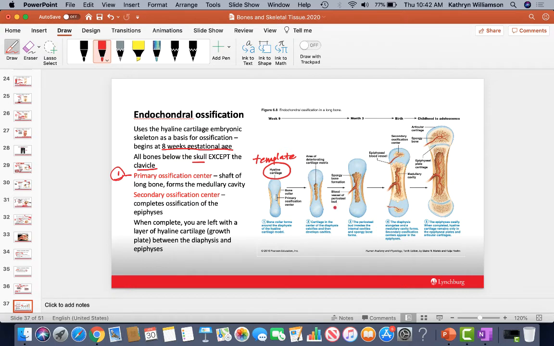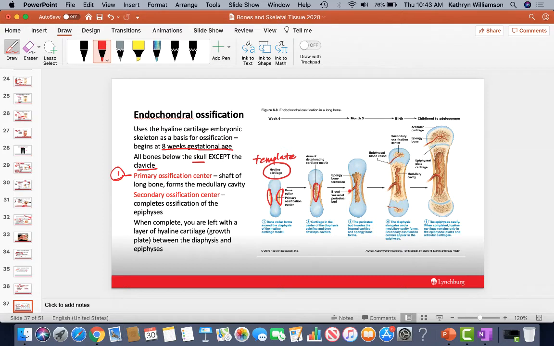And what we see here is that in the shaft of the long bone, in the diaphysis, we start to form a bony collar. You can see that here and here. What we end up having is a deterioration of cartilage on the inside of the shaft. That eventually develops into our medullary cavity, because this cartilage deteriorates and goes away, and leaves us with a space. That's going to end up becoming our medullary cavity.